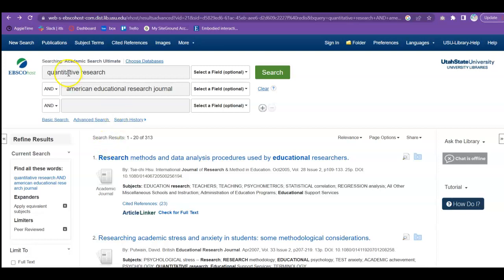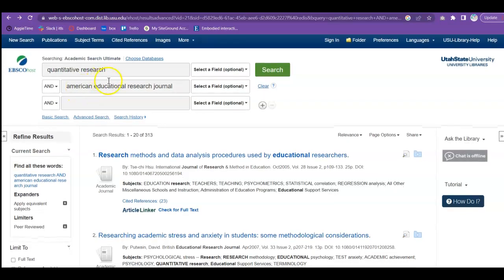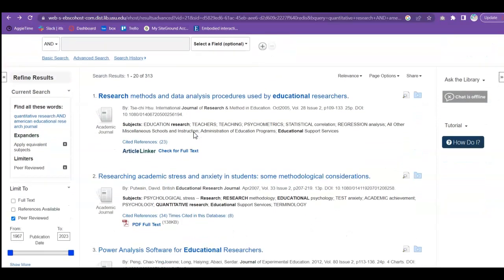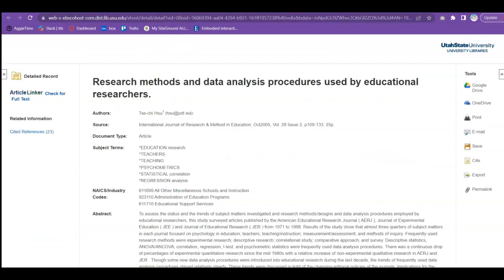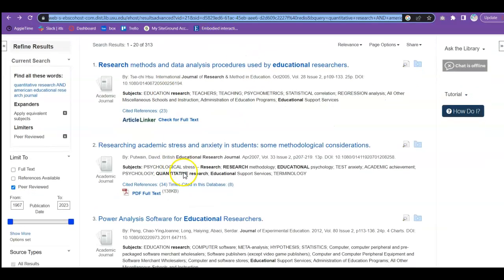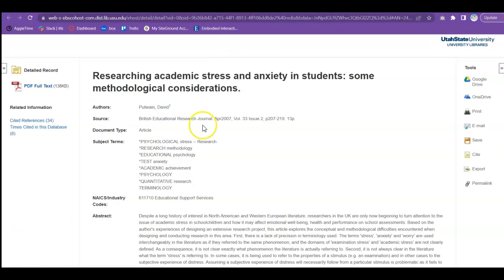So for number 6, I originally started out using just quantitative research and the American Educational Research Journal in the Academic Search Ultimate database of EBSCOhost. And I found a lot of really interesting articles, and I looked at this one, and then I realized, nope, it's the International Journal of Research Methods in Education. I looked at this one and realized it was from the British Educational Research Journal.